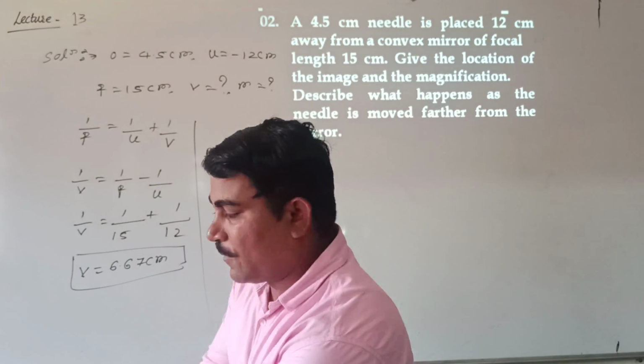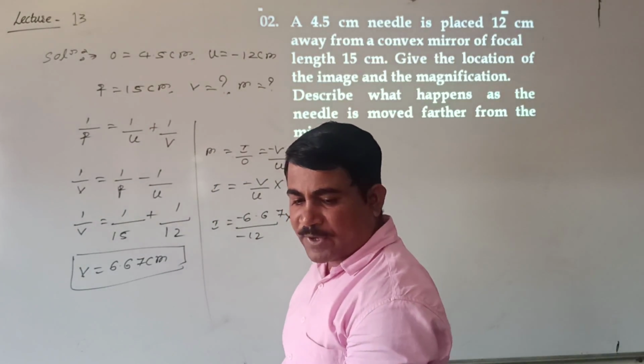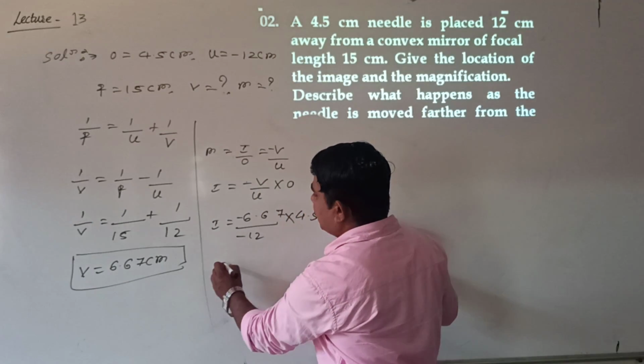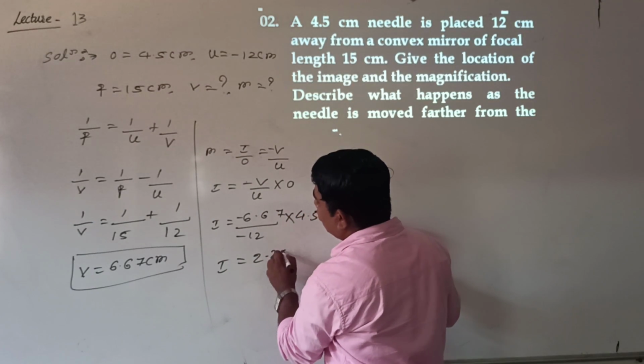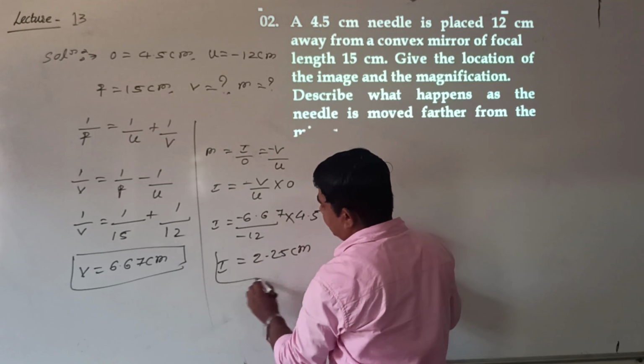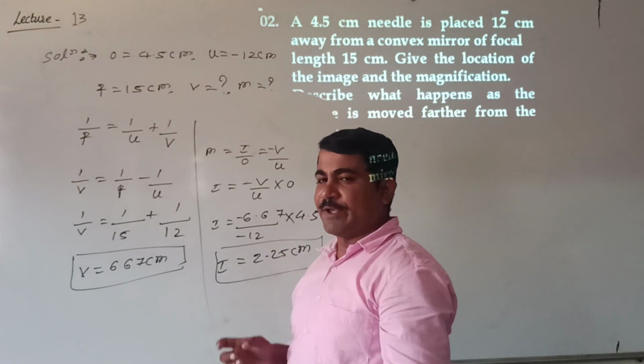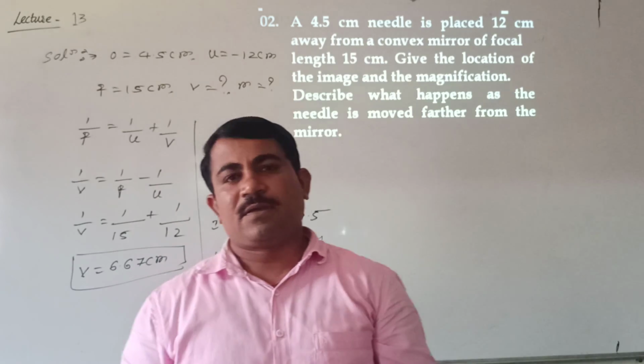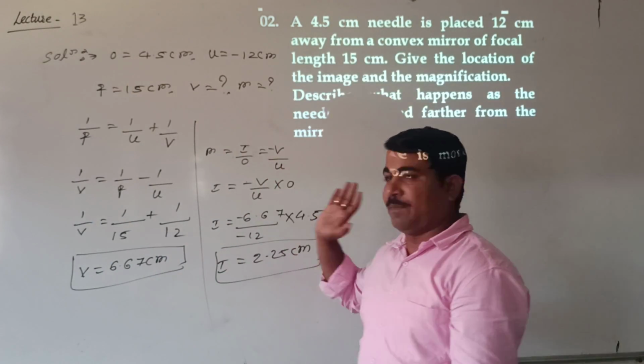Then from this what are you obtaining? From this I can directly obtain the height of the image. Image size is equal to 2.25 centimeter. This is the image size; now I need the magnification.